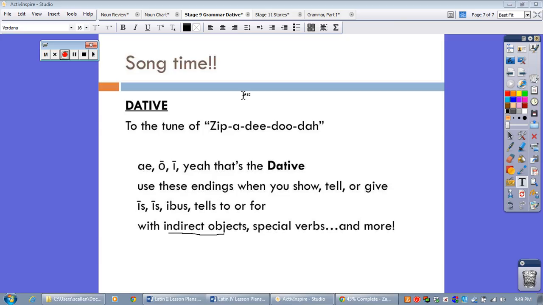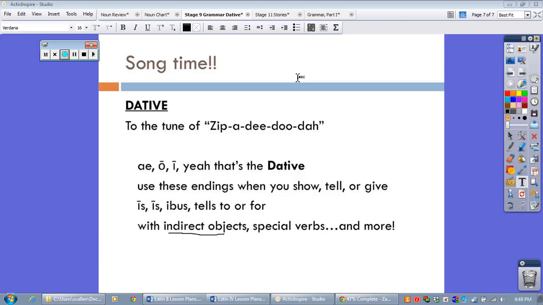So first thing we're going to do is review the song, take a look at the noun chart, take a look at some sentences that use a different form of the dative than what we talked about, and actually look at some grammar notes on it. This is really not that hard, I promise. So here we go. Let's sing the song.